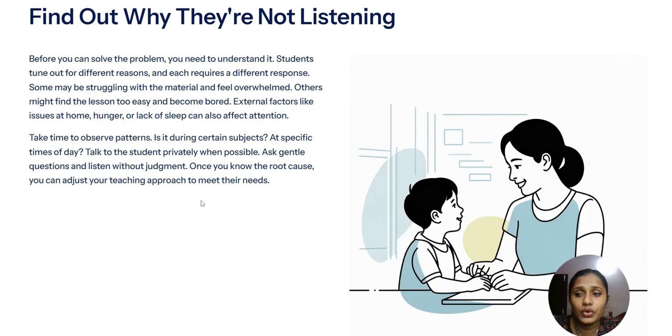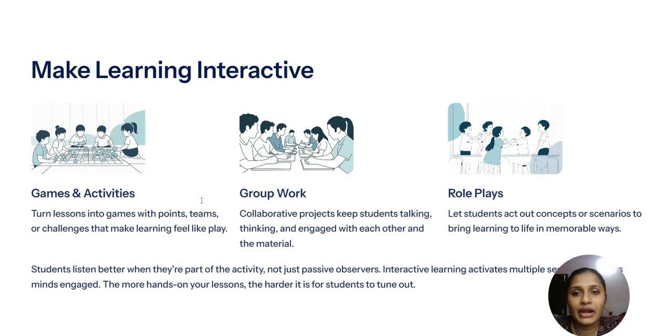Once you know the root cause, just adjust your teaching strategies according to the need or preference of the child. Then the child will be attentive in the classroom. So this is the first thing you can do. Okay. The next thing is make learning interactive.